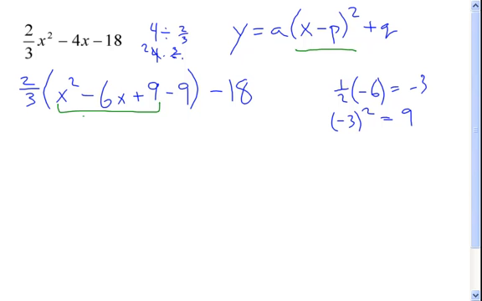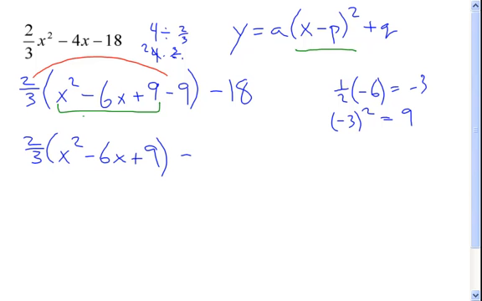So 2/3 times negative 9. So I'm going to have the 2/3 and then x squared minus 6x plus 9. And then when I multiply 2/3 times negative 9, what do I get? Well, 9 divided by 3 would be 3 times 2. So yeah, negative 6 minus 18, right?